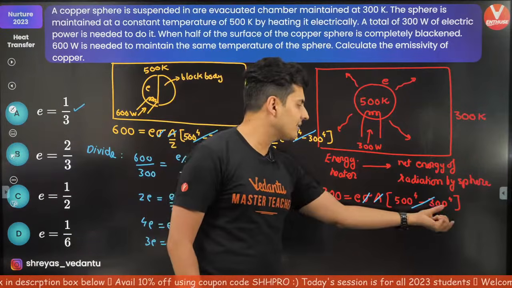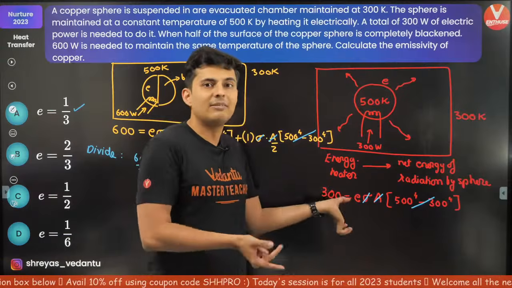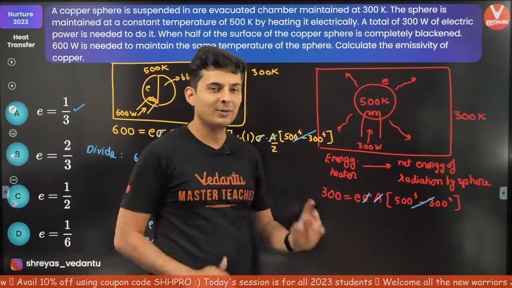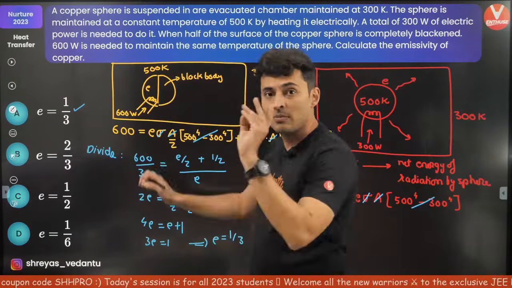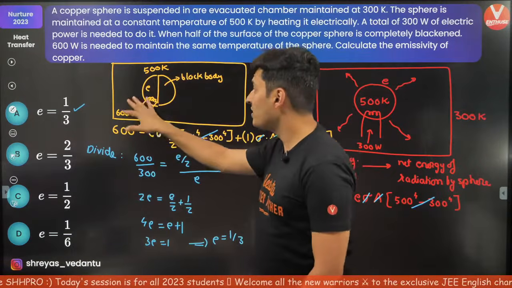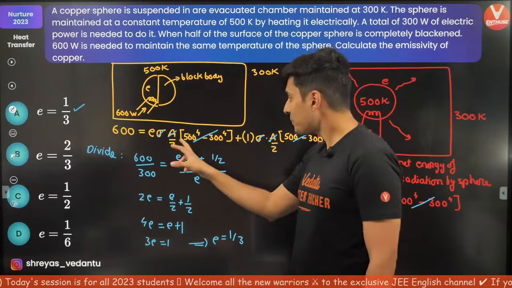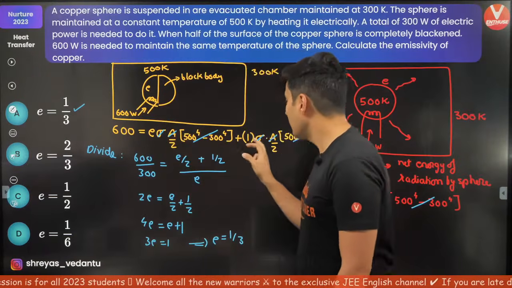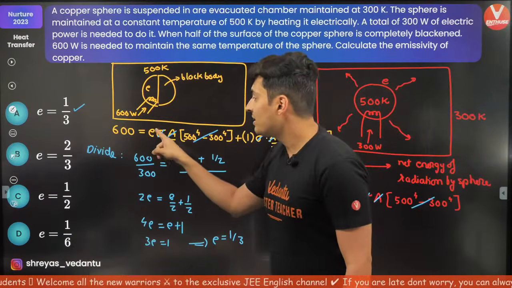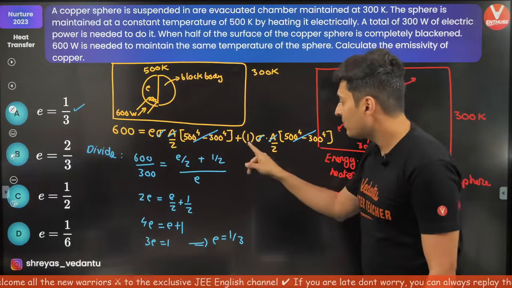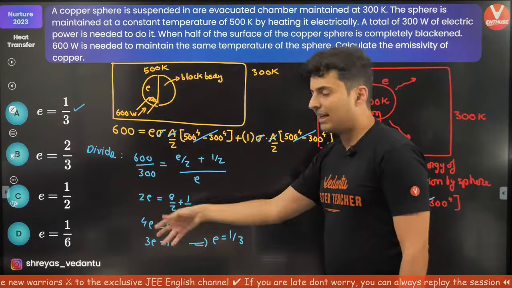So whatever energy it is losing, that much exactly is being given to it so that the temperature is maintained. So 300 is equal to this. The same thing you do next time, but keeping in mind, half of it is copper, half of it is black. So for copper, area will be half, for the black body, the rest half will be A by 2. For copper, emissivity will be E. For black body, emissivity will be 1. So solve that, you'll get the answer.